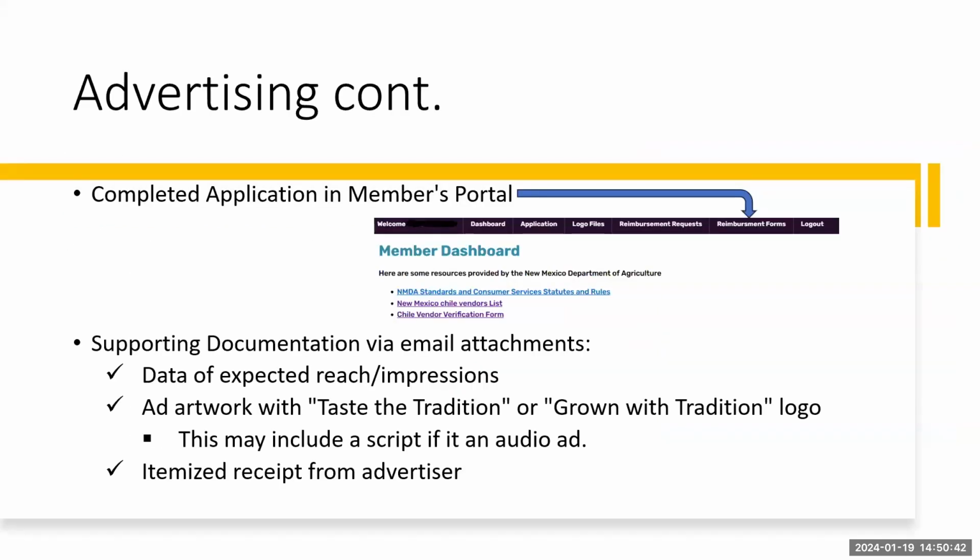Once again, we'll need a completed application in your members portal. Supporting documentation should include the reach of your ad, artwork with Taste the Tradition or Grown with Tradition logo, and an itemized receipt from your advertiser.